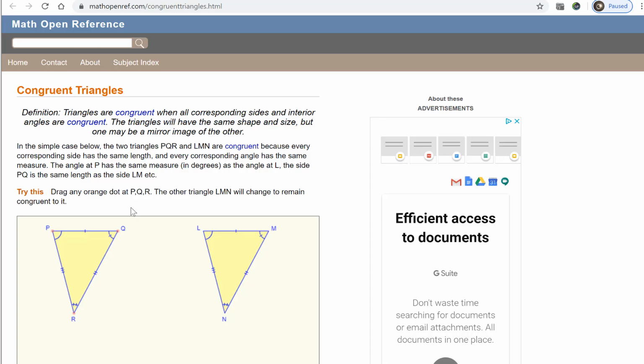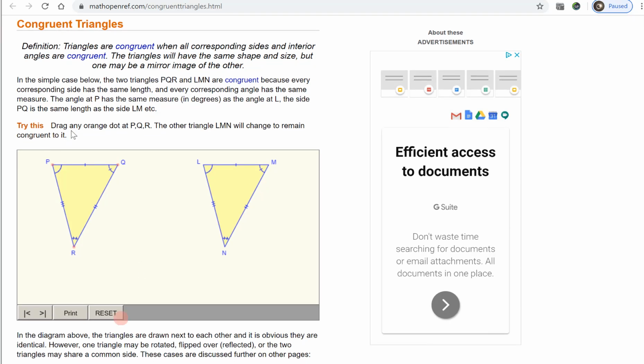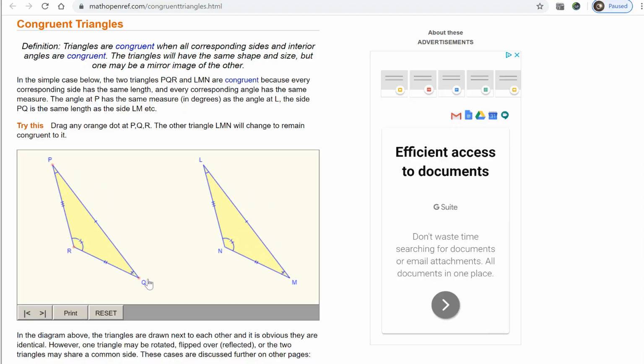So I've gone to a website called Math Open Reference at mathopenreference.com. There's a great guy, John Page. He's a computer programmer who lives in California, and he has put together a whole bunch of animations that make things nice. The cool thing about this one is you can just drag these, and they're totally interactive. It says drag any orange dot PQR, and the other triangle LMN will change to remain congruent to it. So I'm going to grab this one, and as we slide this over here, notice that the size of angle Q changes, and the other sides change accordingly.